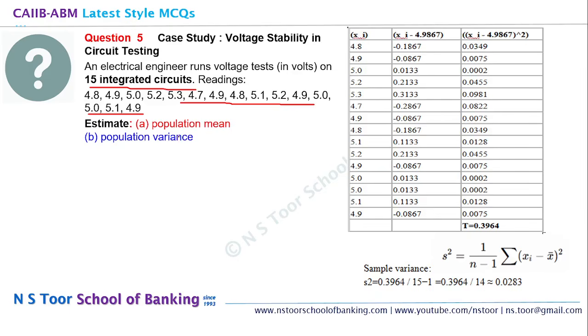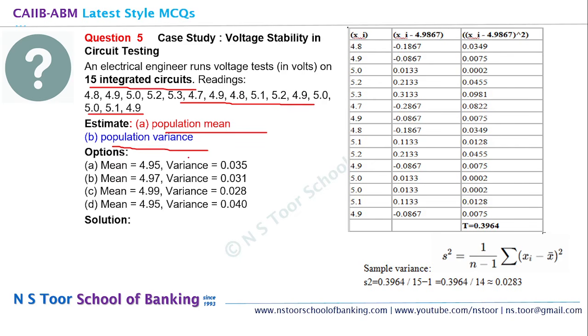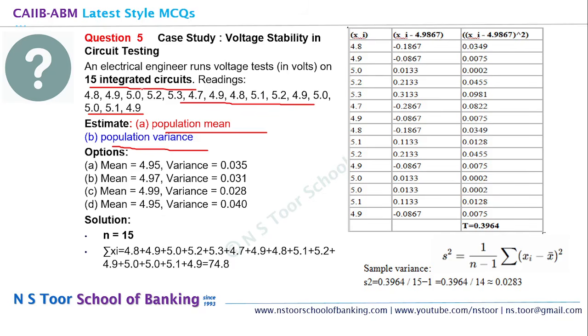What do we have to calculate? We have to calculate the population mean. We have to calculate the population variance, that is sigma. So let us calculate the population mean first. How will you calculate it? What is the number? N is equal to 15 integrated circuits. So 15 is my number.